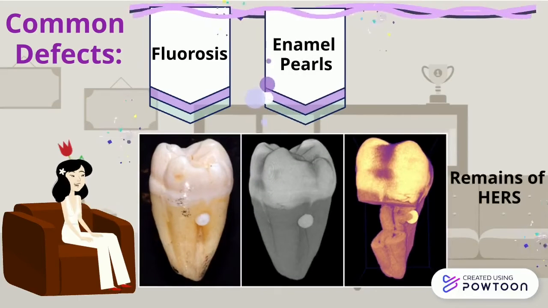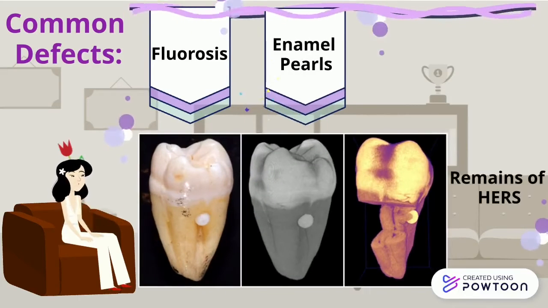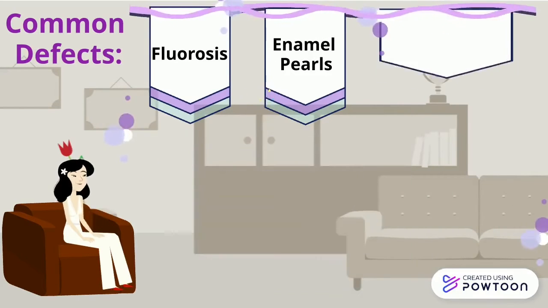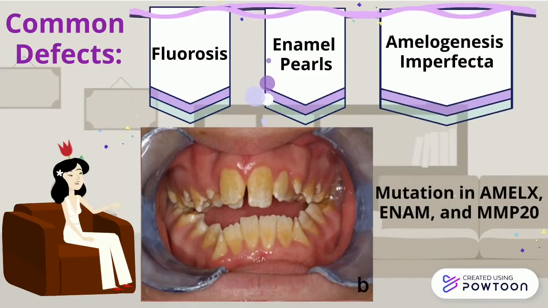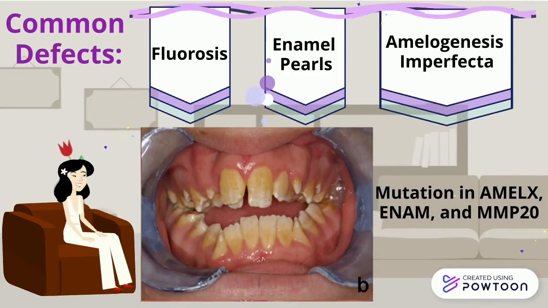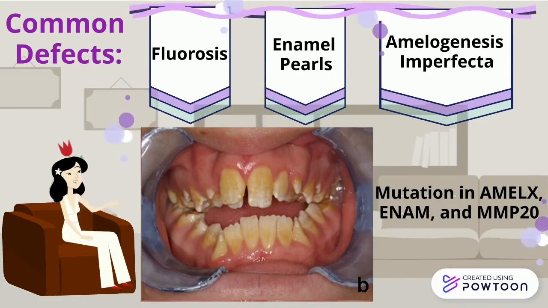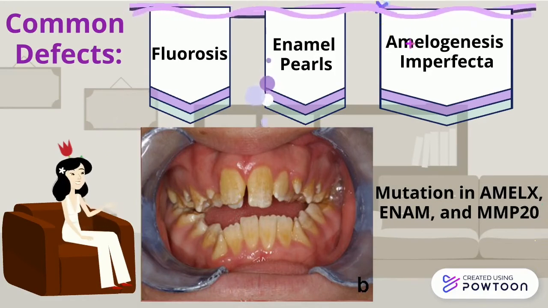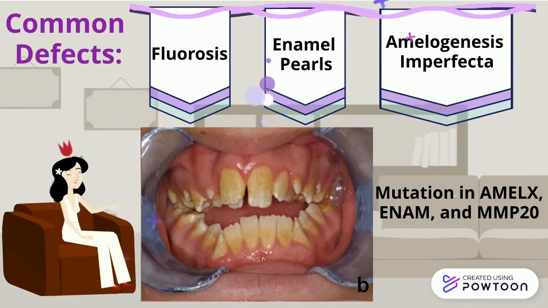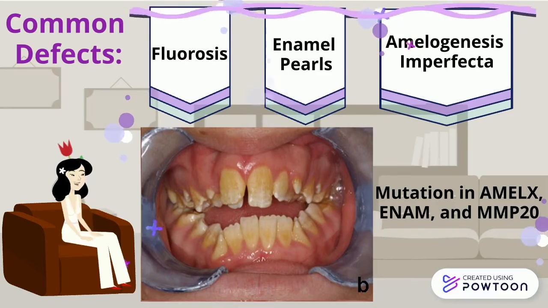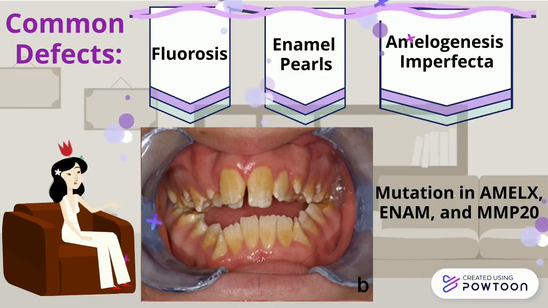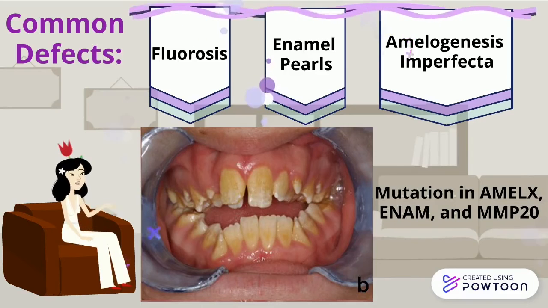Enamel pearls. They are hard lumps of enamel. They develop on the tooth root, and they are caused by the residues of Hertwig root sheath. Amelogenesis imperfecta happens due to a genetic deficiency in the AMELX, ENAM, and MMP20 genes, which provide instructions for making proteins essential for normal tooth development, such as ameloblastin, enamelin, tuftelin, and amelogenin. As a result of this mutation, the teeth are abnormally small, thin, and soft, and may have a yellow or brown discoloration.